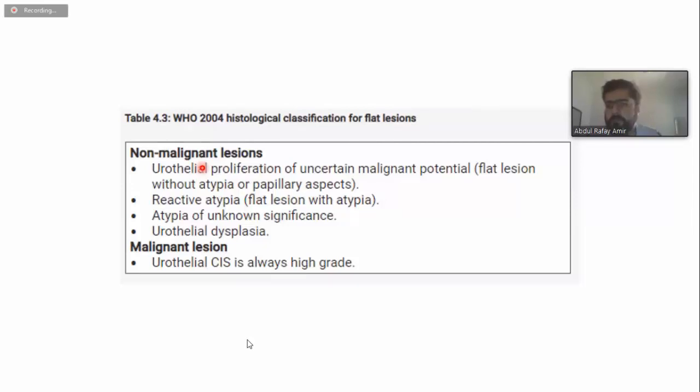So if your institute is having a policy of doing random biopsies, then you will have a high incidence or high prevalence of CIS, otherwise you don't have it. So that depends upon the practice of doing cystoscopy and a proper cystoscopy and a proper biopsy protocol. Right.